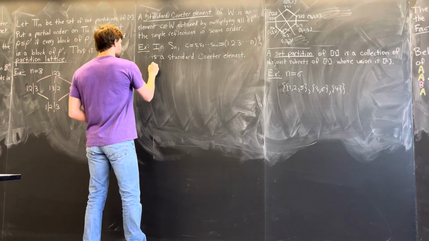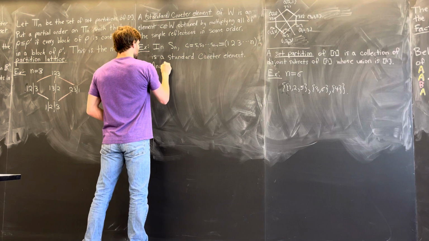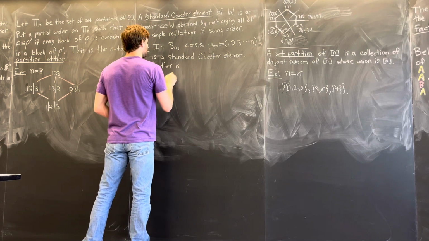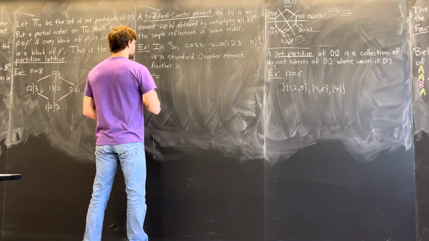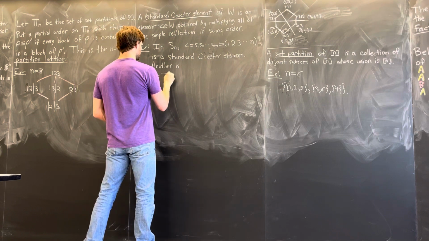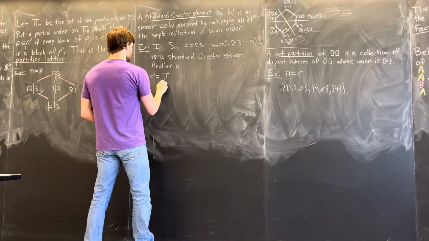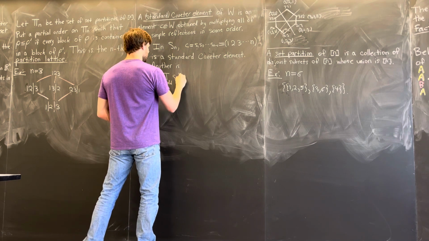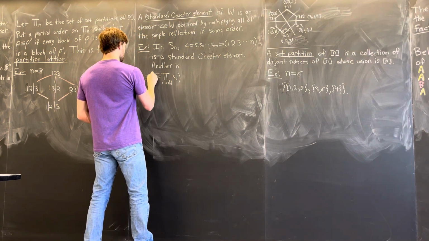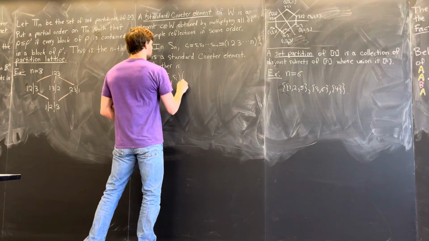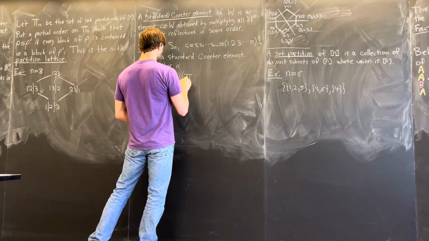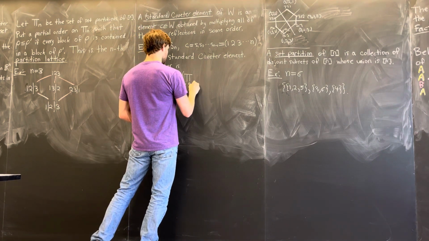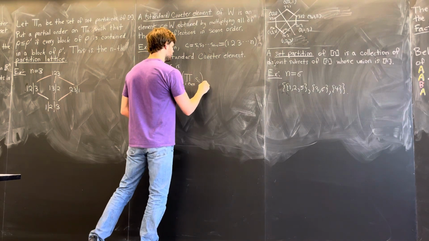So another one is, maybe I'll call this C prime. This would be where you take the product over i odd of S_i, and then you take the product over i even of S_i.